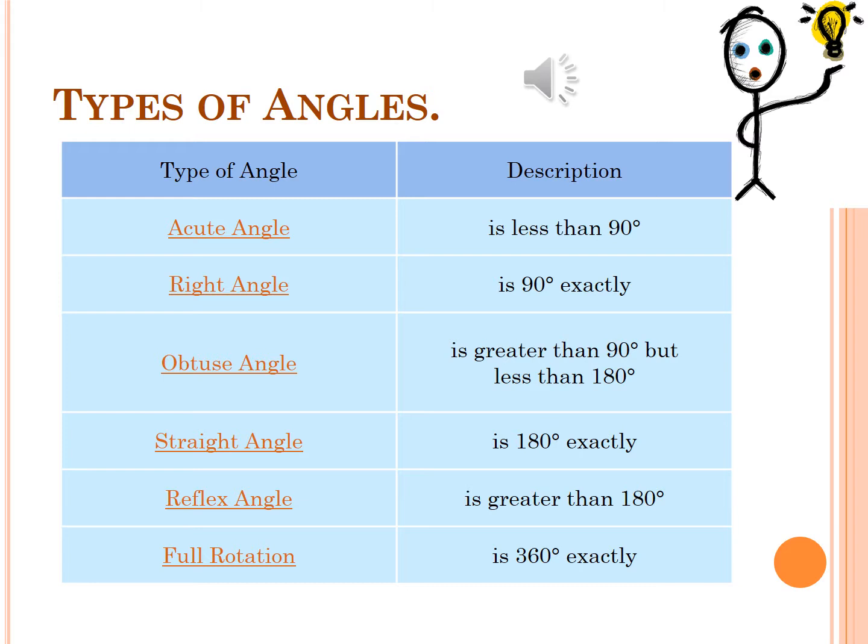Here I have a chart we can use to describe them. We have the type of angle and the description. So the acute angle, which is the first one, is less than 90 degrees. Then we have the right angle, which is exactly 90 degrees. The third one is the obtuse angle, and it is greater than 90 degrees but less than 180 degrees.